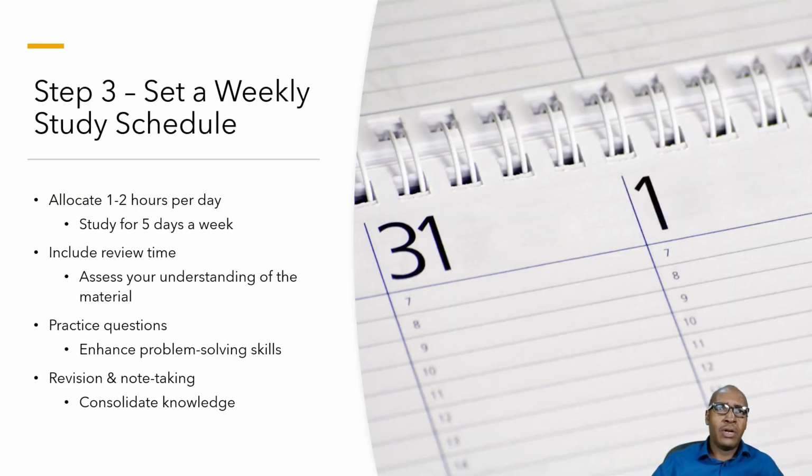You allocate 1 to 2 hours per day if that is possible. For some people, that may not be possible. If it is just 30 minutes per day, then you work with that. You include review time, so you assess your understanding of the material. You do practice questions. This would help you to enhance your problem solving skills. You should also do revision and note taking, which would help to consolidate the knowledge that you're gaining.